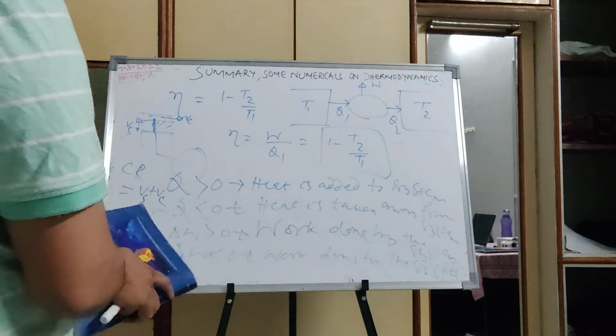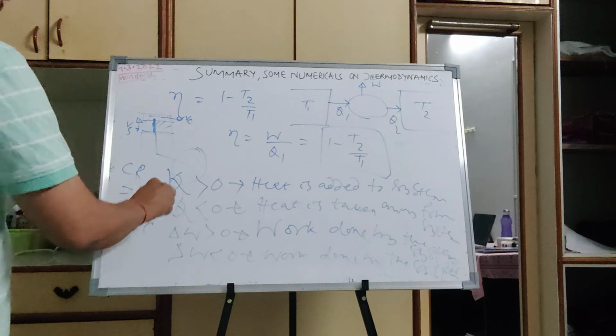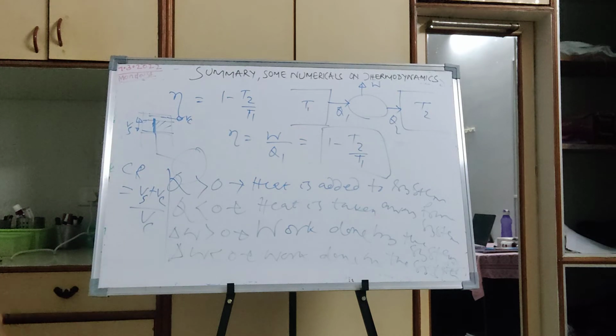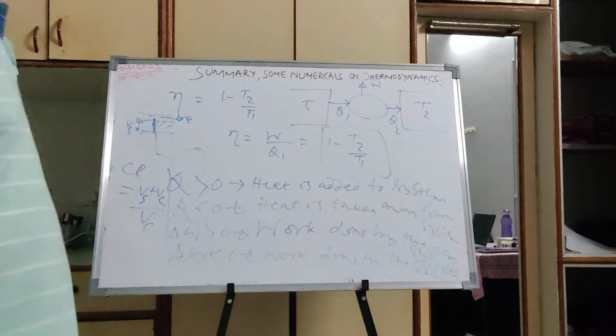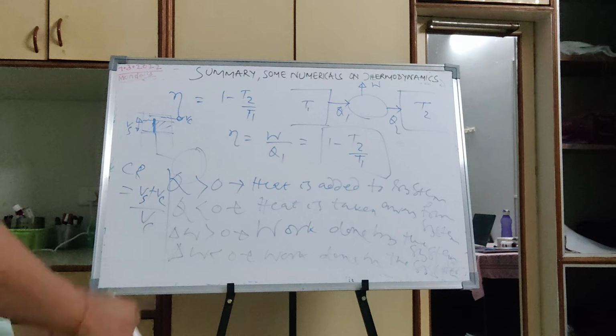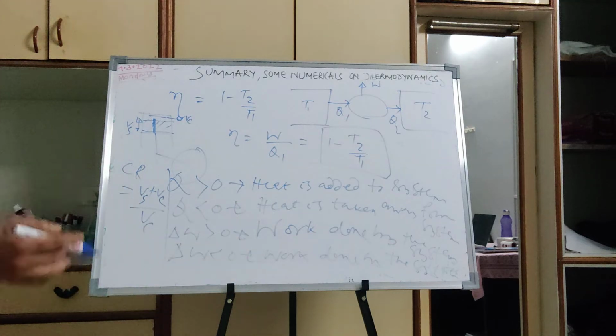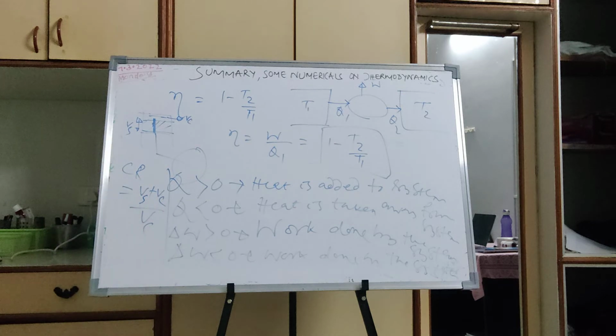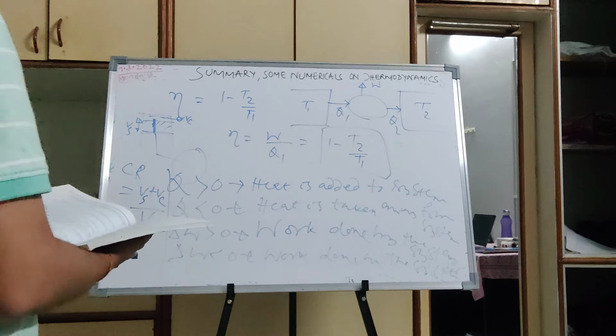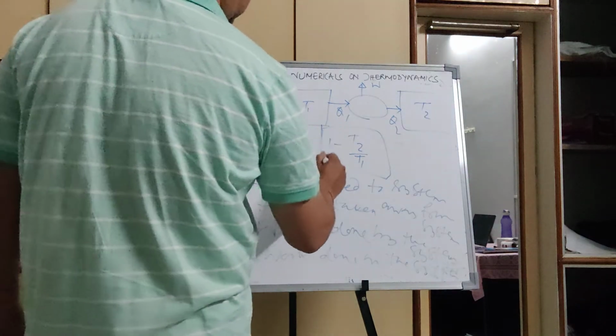All these terms are very important. Q greater than 0 means heat is added to the system. Q less than 0 means heat is taken away from the system. Del W greater than 0, work done by the system. Del W less than 0, work done on the system. These things always have to be remembered.